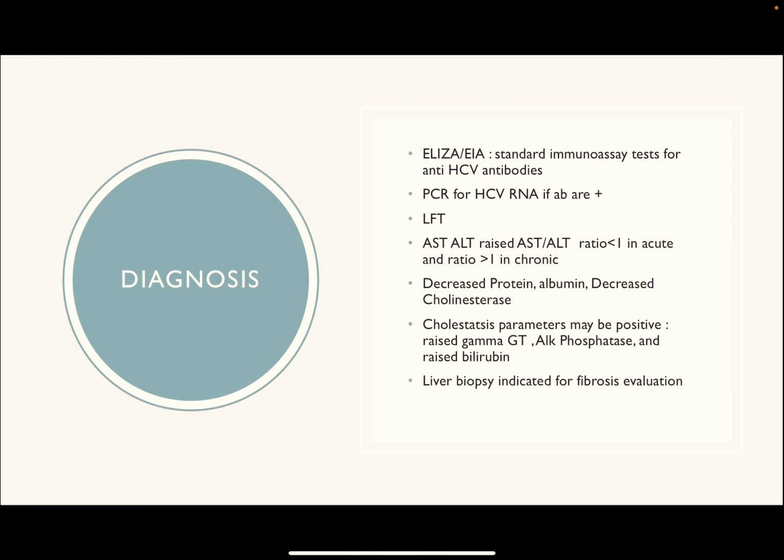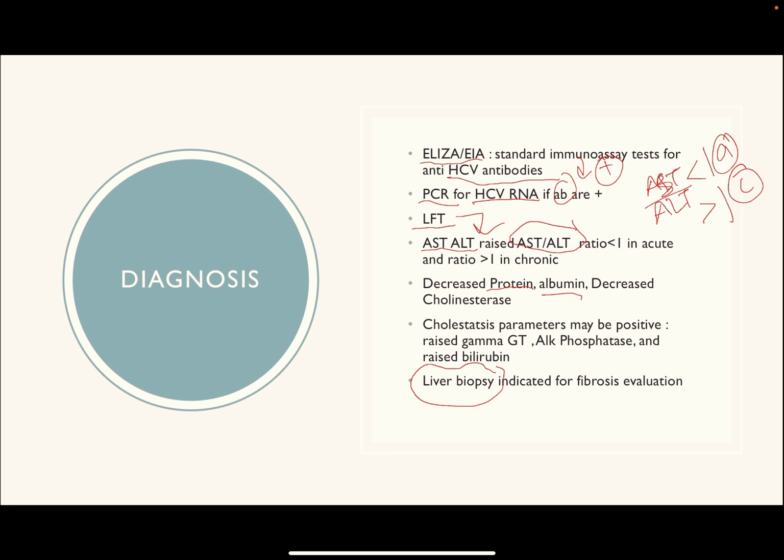Now the diagnosis is through ELISA for HCV antibodies. If this comes out positive, you do PCR for HCV RNA. LFT will show raised AST and ALT. The ratio of AST to ALT is important. If it is less than 1, then it's acute. If it is more than 1, it's chronic infection. Decreased protein and decreased albumin are seen, all of which are produced by the liver. Liver biopsy can be needed for evaluation of fibrosis.